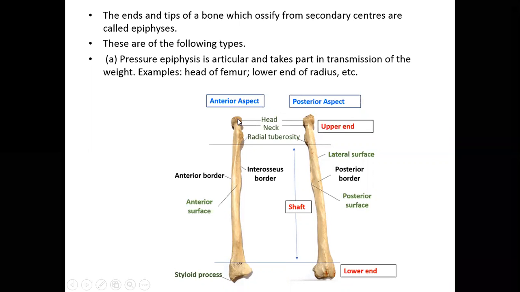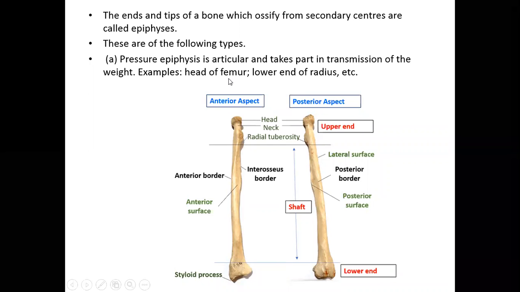Sometimes you will see the ends of the bones are formed because of pressure which is applied to it. These types of epiphyses are called pressure epiphyses. So they are articular, they form joints and take part in transmission of weight. So here they transmit the weight. That is why a pressure is applied to this and this area is developing. This area is also developing.